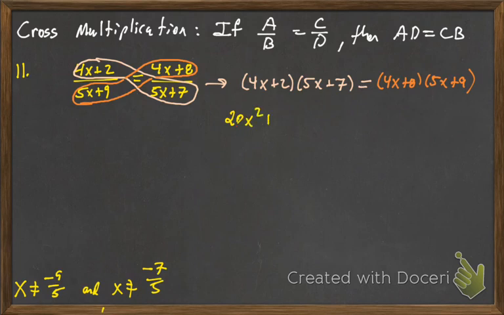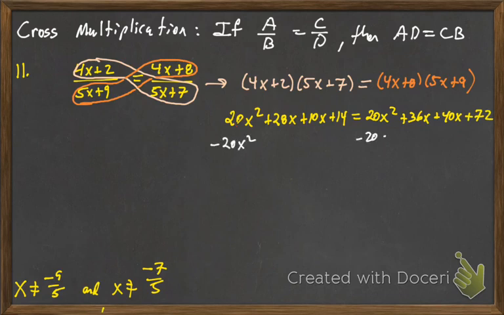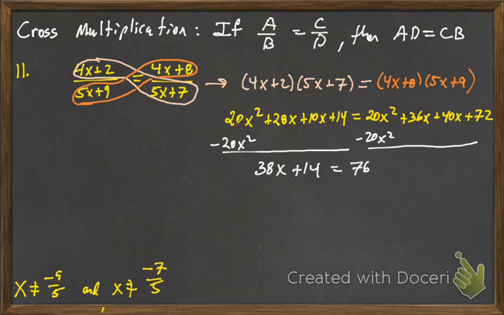We'll have to FOIL: 20x squared plus 28x plus 10x plus 14 equals 20x squared plus 36x plus 40x plus 72. Now you have a 20x squared on both sides, so we can cancel that out, and it will not be quadratic anymore. Combine your like terms: 28x plus 10x is 38x, plus 14 equals 76x plus 72.